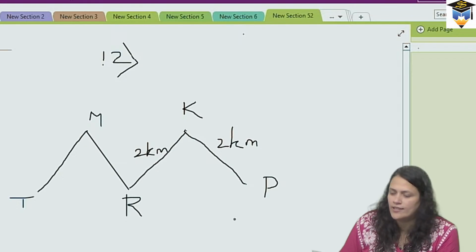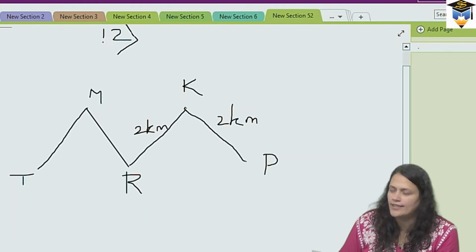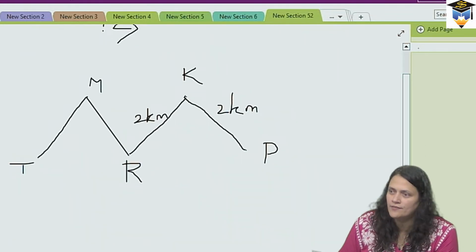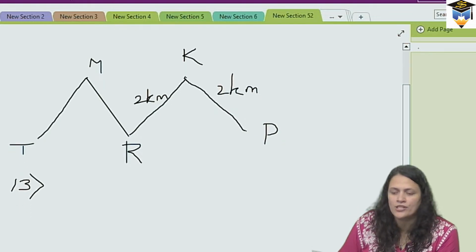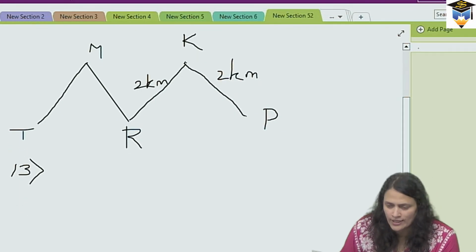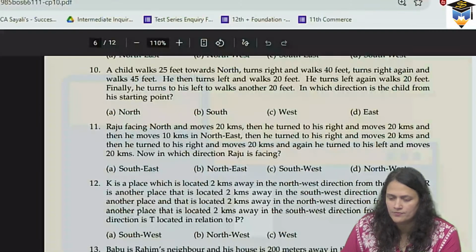Okay. Now let us start with the 13th sum. Written down, everyone. Always remember, you have to find out what question is asked. So related to that question, you will be able to answer. So let us do the 13th one now.